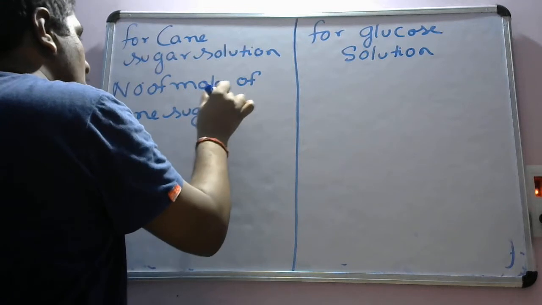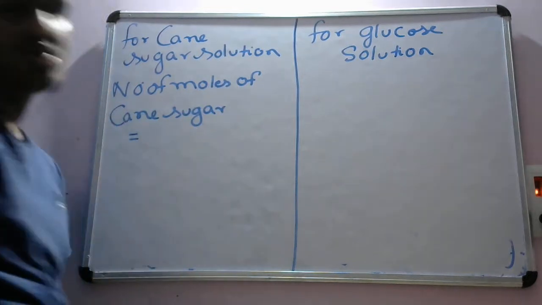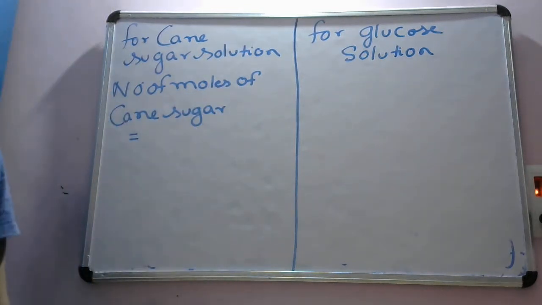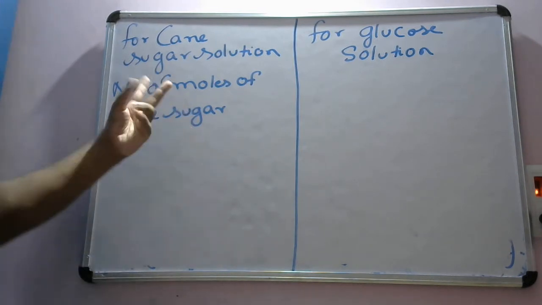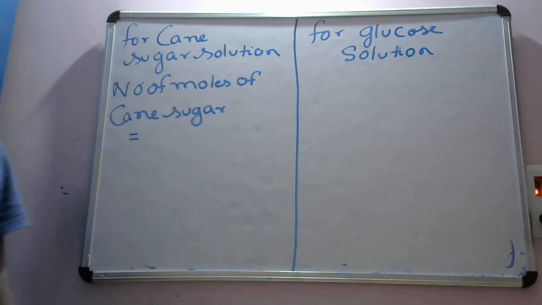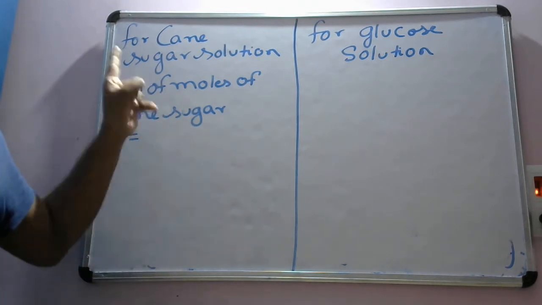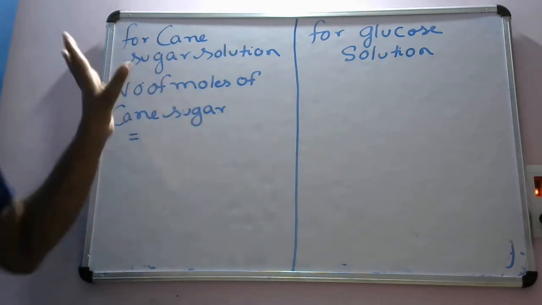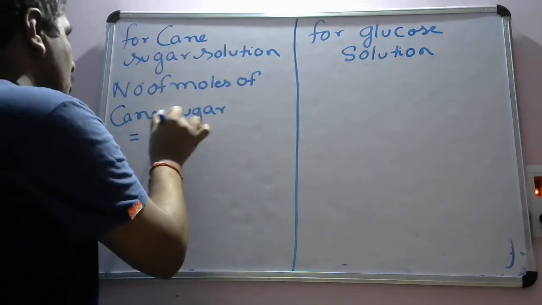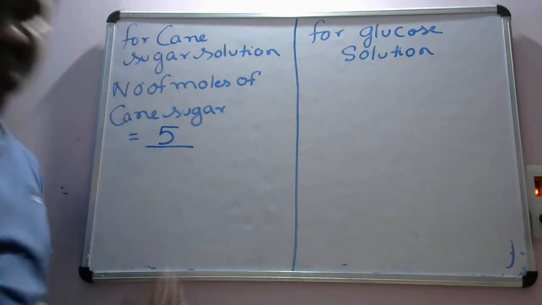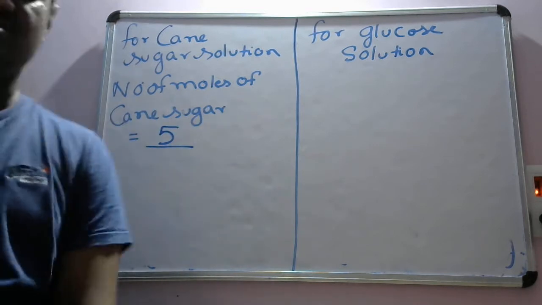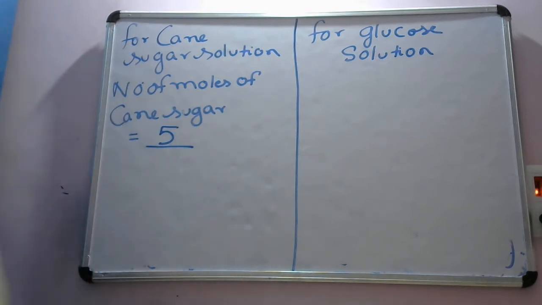Cane sugar is present in water. We can calculate the number of moles of cane sugar. How to calculate? Given mass of cane sugar divided by molar mass. We already saw that 5% by mass concentration means 5 grams of solute. So the given mass is 5, as we saw from the previous case. And the molar mass of cane sugar.